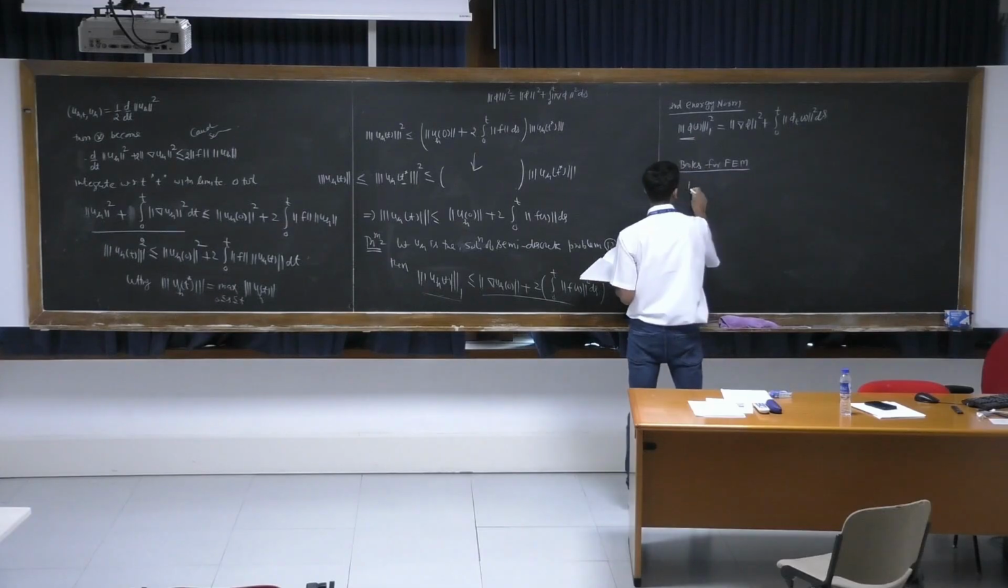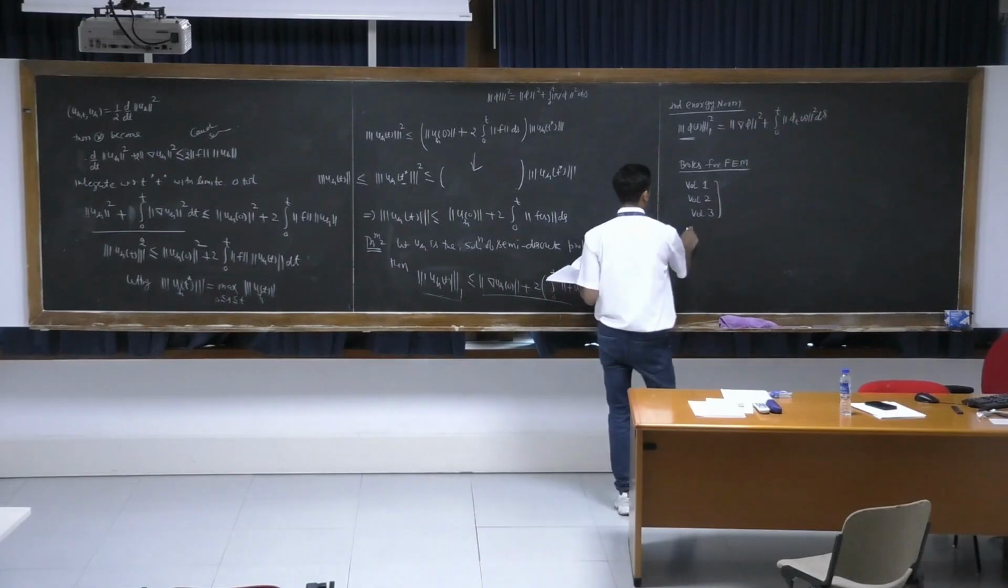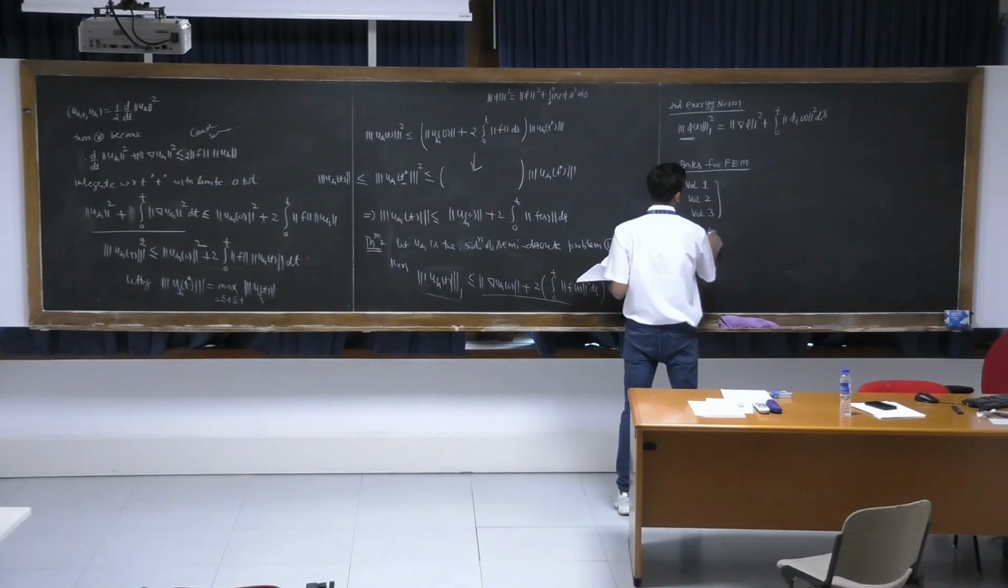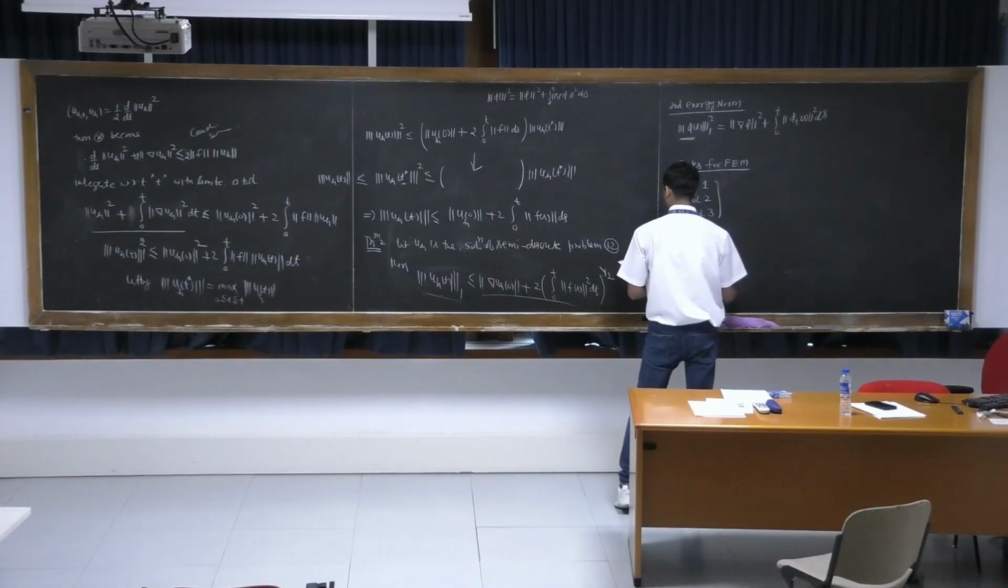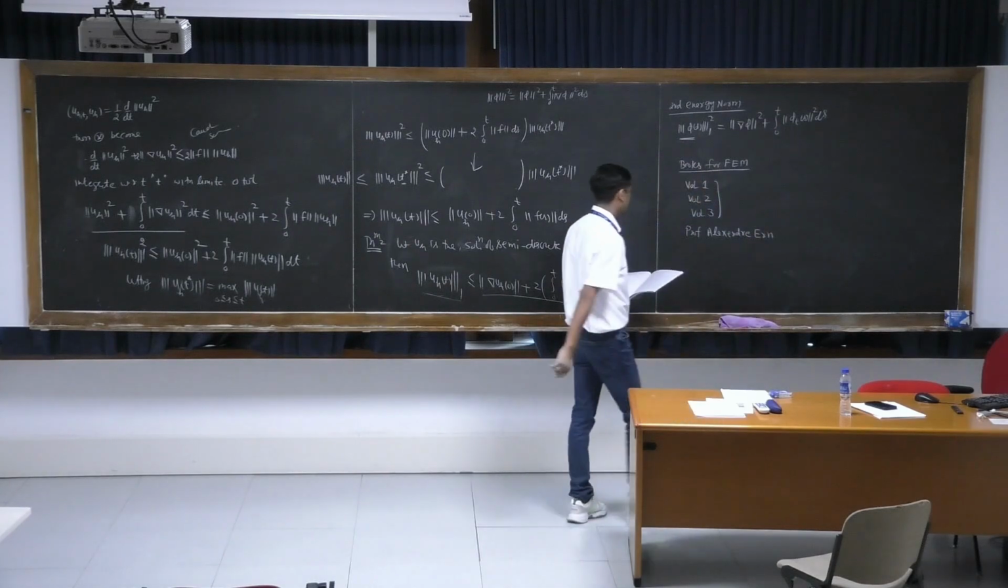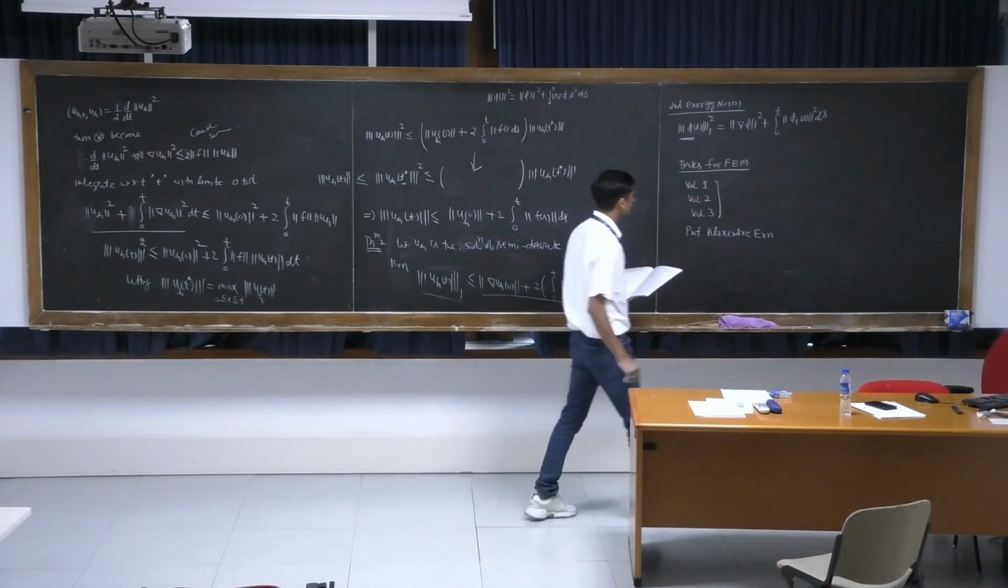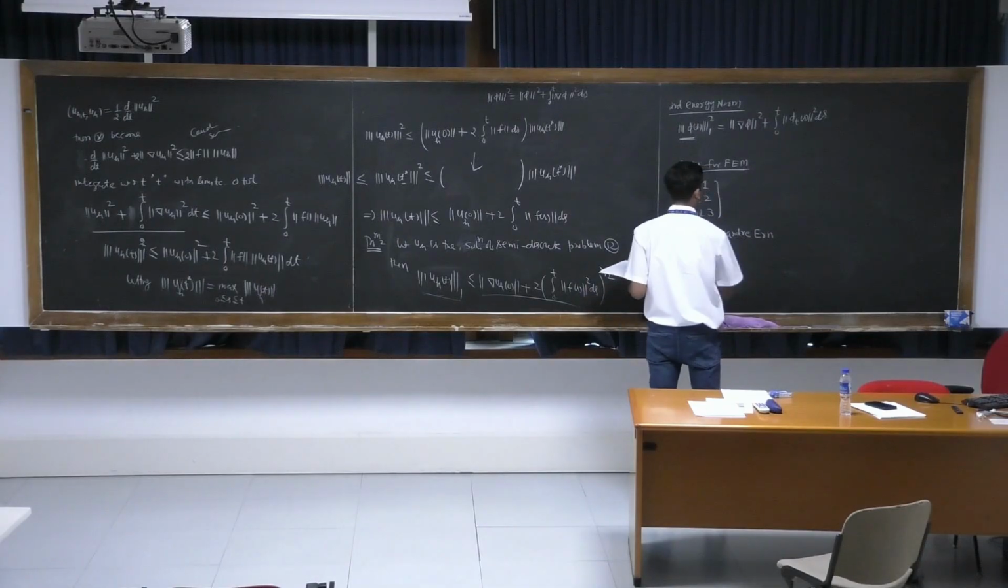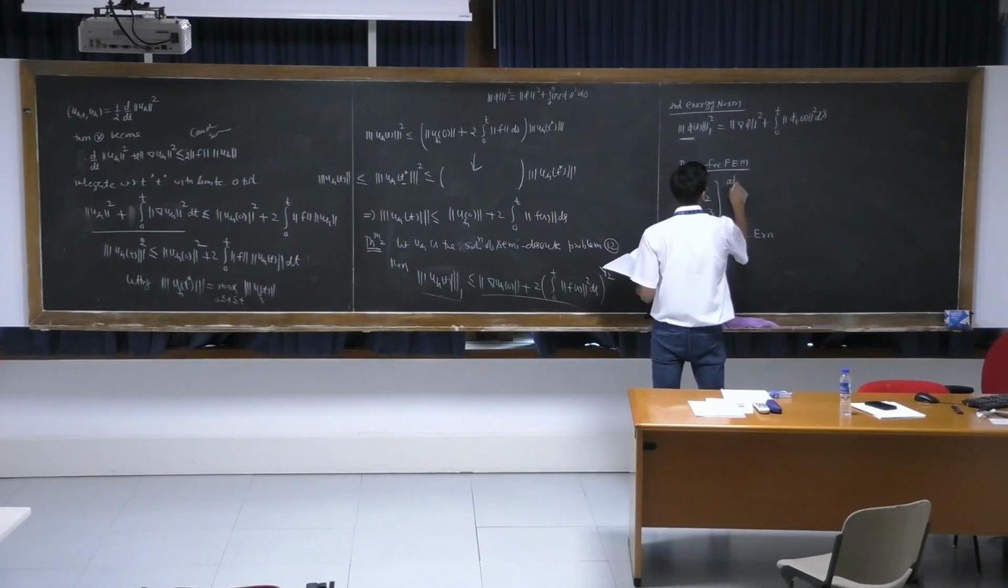So there are 3 books: volume 1, volume 2 and volume 3. Those 3 are enough, and these are written by Professor Alexandre Ern and his colleague. So what is the first one?